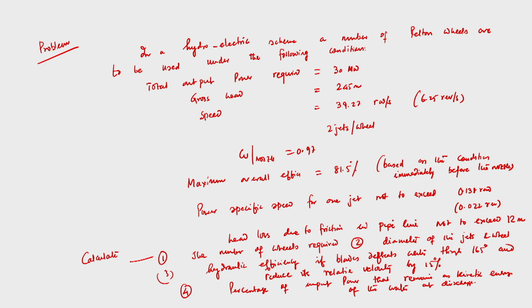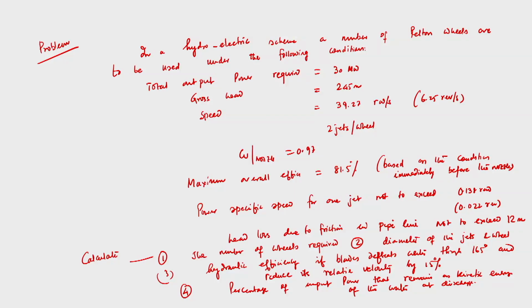So, it is given that in a hydraulic power plant scheme Pelton wheels are to be used for the following conditions. We need to generate 30 megawatt power, gross head available is 245 meter, speed is 6.25 revolutions per second, and there are 2 jets per wheel. Nozzle CV is 0.97, maximum overall efficiency 81.5% based on the condition immediately before the nozzle. Power specific speed for one jet not to exceed 0.022 revolution.